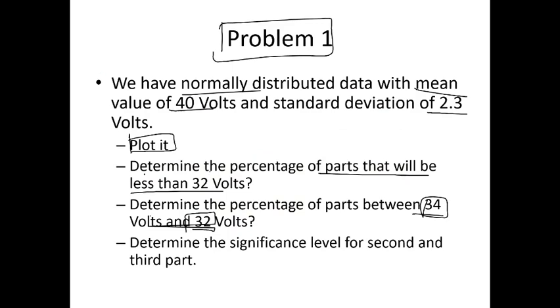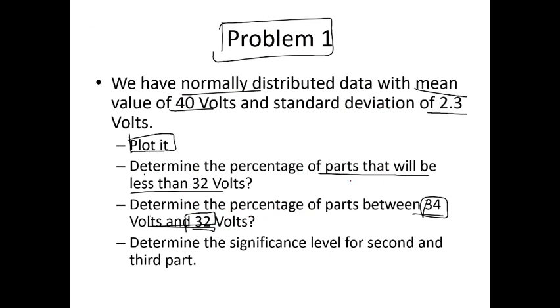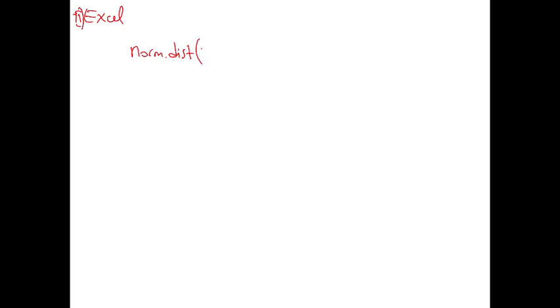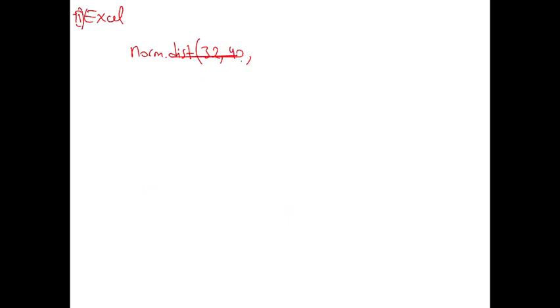The second part says that we have to determine the parts that are less than 32 volts. To do that, I will use Excel. So part 2. In Excel, I will use the normal distribution, which will give me the parts that are less than 32. So I will look for 32 with a mean value of 40 and a standard deviation of 2.3, and here I will have true, and this will be part 2.